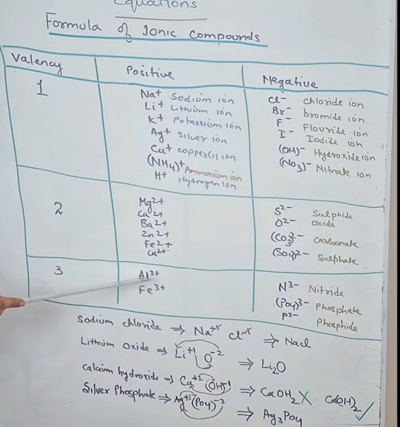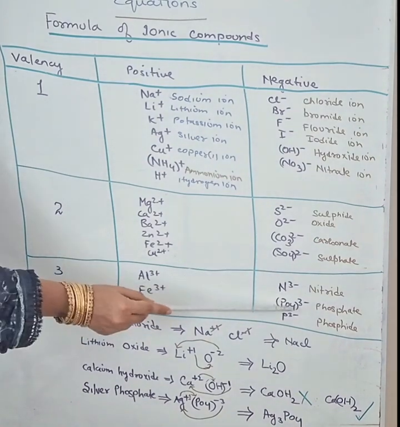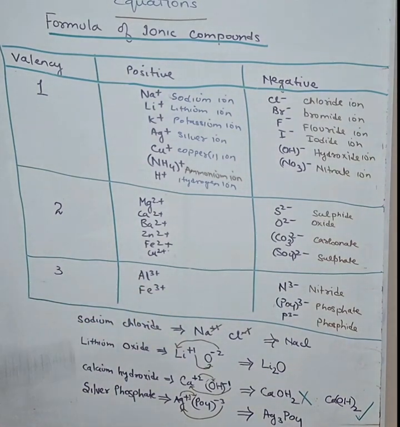Similarly, if I want aluminium phosphate, since the valency is 3, they will cancel each other. 3+ will cancel 3- and the formula will be AlPO4. Okay, so if the valency is the same, then formula making is very easy. We will just cancel their valency and put the ions together. But the problem arises when the valency is not the same.